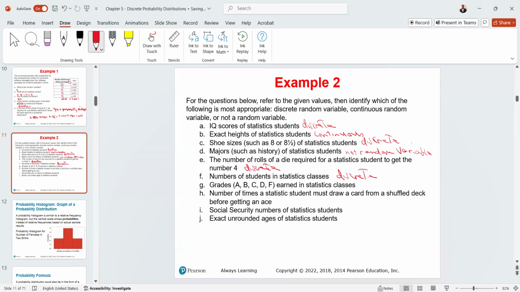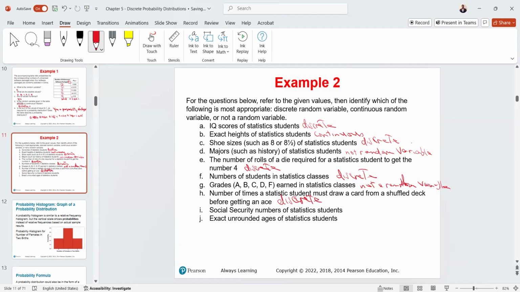Grades, A, B, C, because they said those are grades. A, B, C is not a random variable because those are letters. I'm hoping you can read my handwriting. Number of times a statistics student must draw a card from a shuffled deck before getting an ace. Look at this one. It's the number of times: 1, 2, 3, 4, 5, 6, 7, 8, 9. That's definitely discrete.